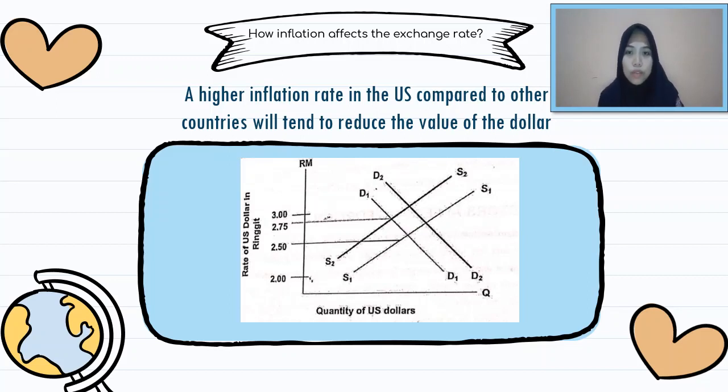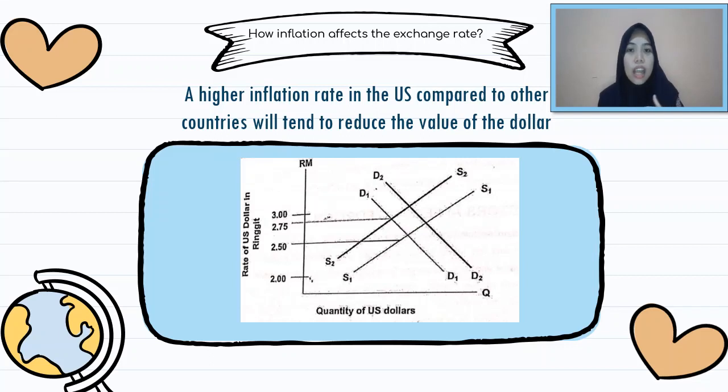US consumers will find it more attractive to buy Malaysian imports. Therefore, they will supply dollars to be able to buy ringgit, to buy Malaysian imports. The increase in the supply of dollars decreases the value of the dollar. The increase in supply of dollars and fall in demand leads to a lower value of the dollar against the ringgit. Therefore, in the long run, changes in relative inflation rates should lead to a change in the exchange rates.